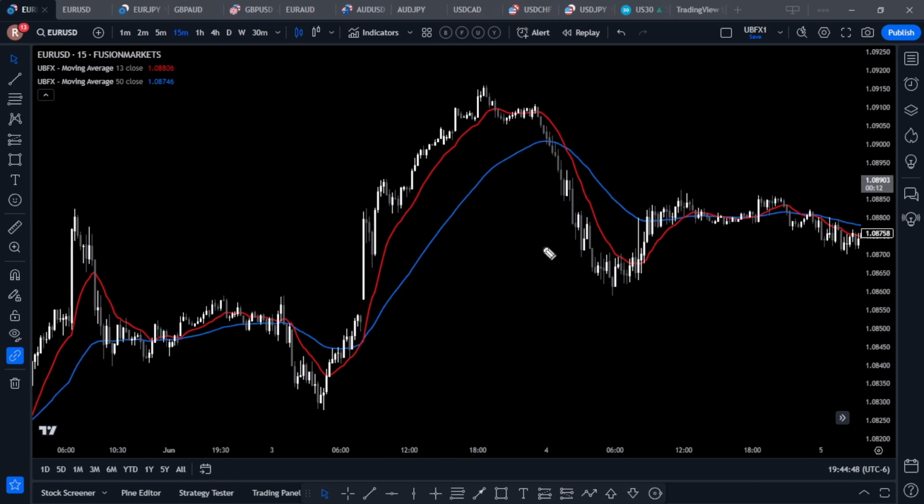Now, if we're going to take a look at an indicator that could give us fairly reliable overbought and oversold, I'm going to be taking a look at not the RSI. I think most people want to look at the RSI when they look at overbought and oversold conditions.